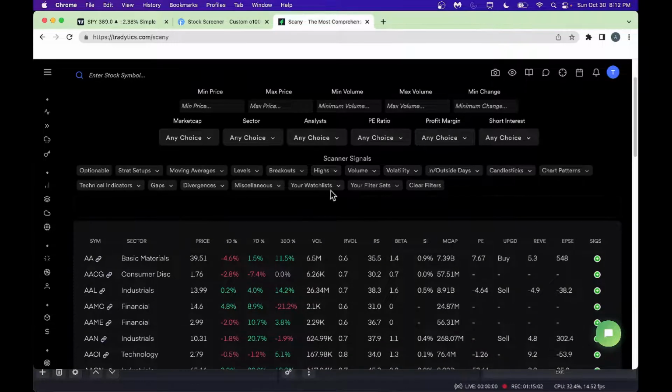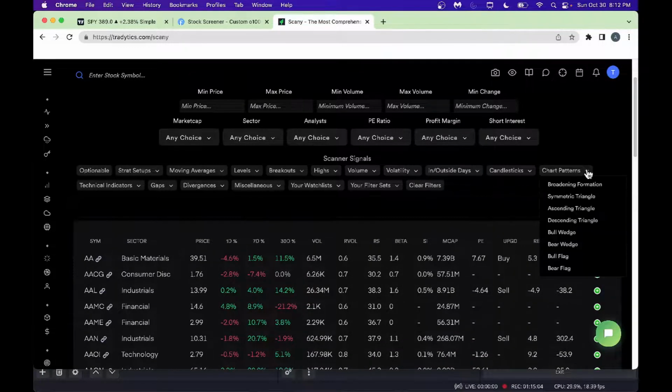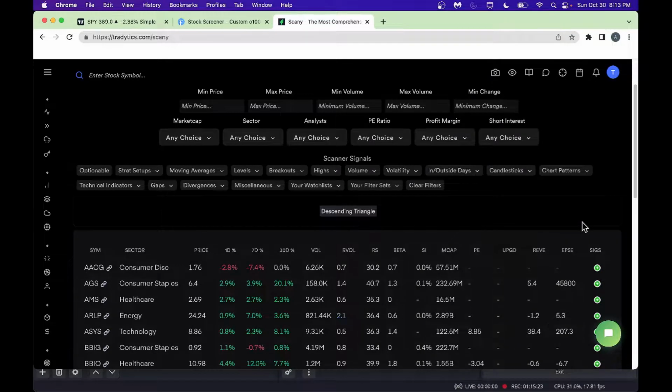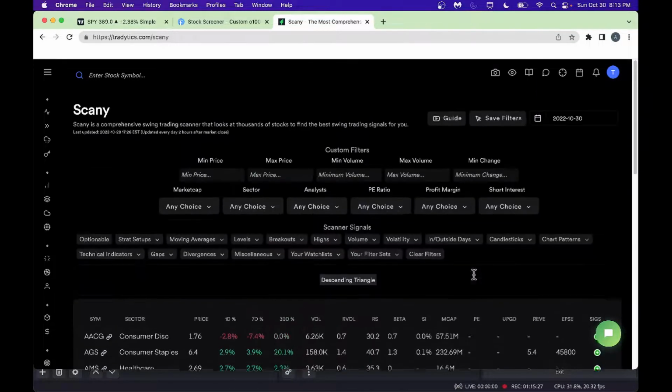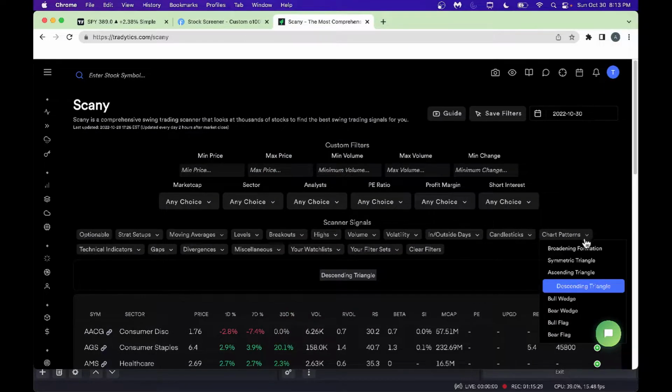My favorite is to look at things like chart patterns. You could look at, say, bull wedge. You could look at ascending triangle. If you want to buy some put options, you could look at descending triangle and so on. So right now, let's say here we want to look at descending triangle. You want to buy some put options. There you go. You got some descending triangle here, and you could change this here and say ascending triangle.